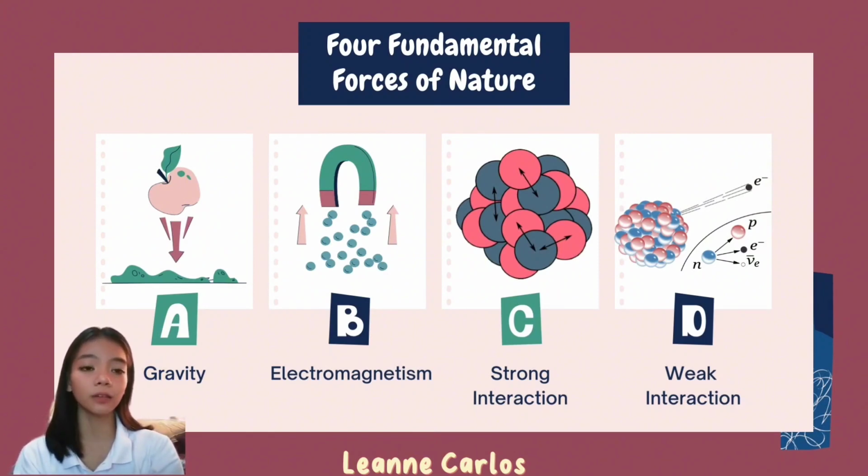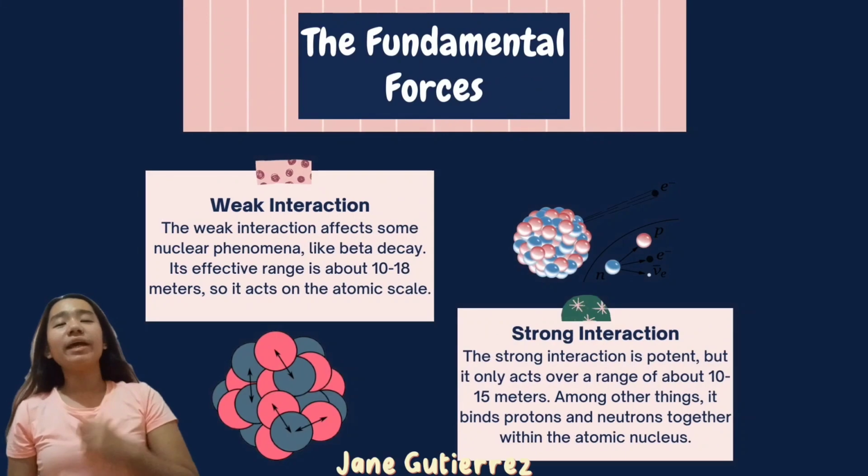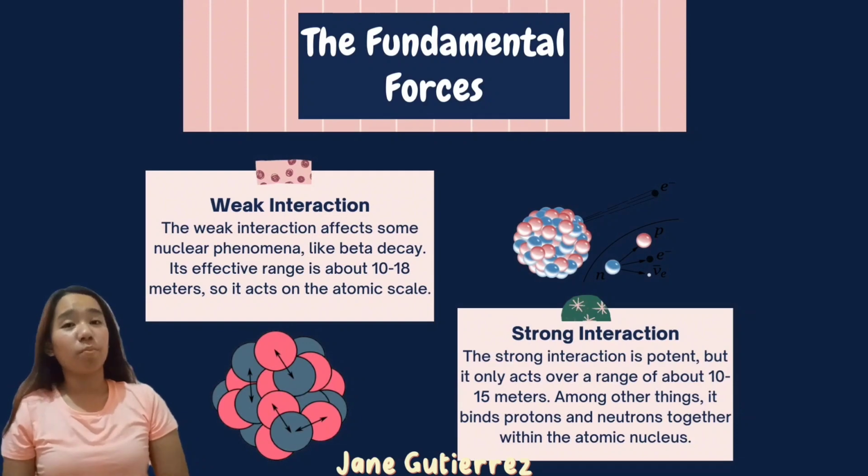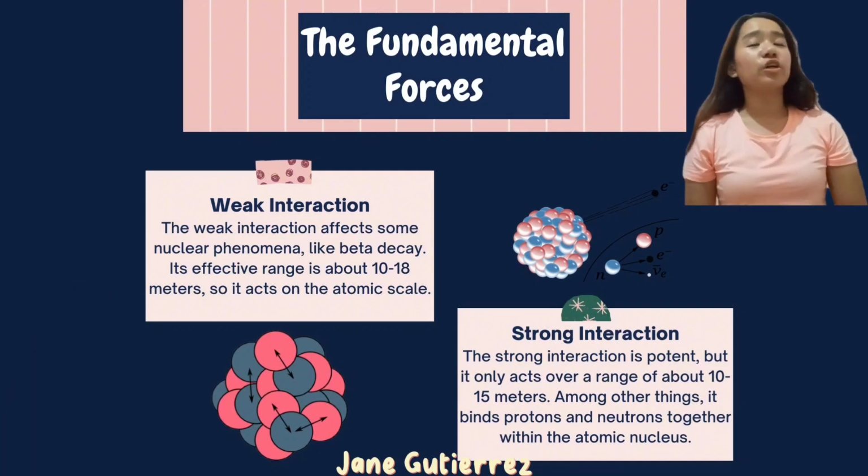Gravity and electromagnetic force are already explained, so let's introduce the other two. Weak interactions affect some nuclear phenomena like beta decay. Its effective range is about 10 to the minus 18 meters, so it acts on the atomic scale. The strong interaction is potent, but it only acts over a range of about 10 to the minus 15 meters. Among other things, it binds protons and neutrons together within the atomic nucleus.